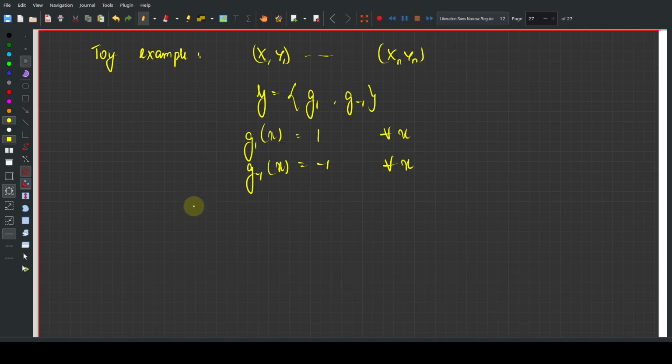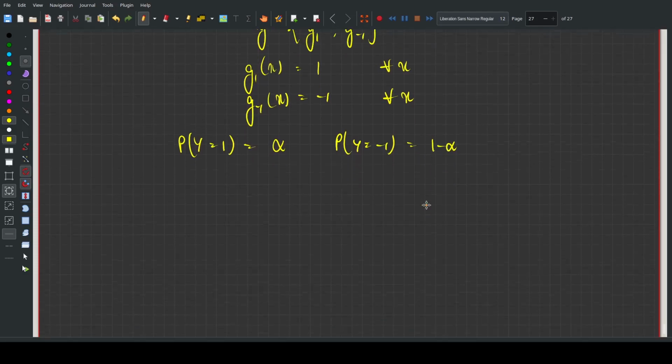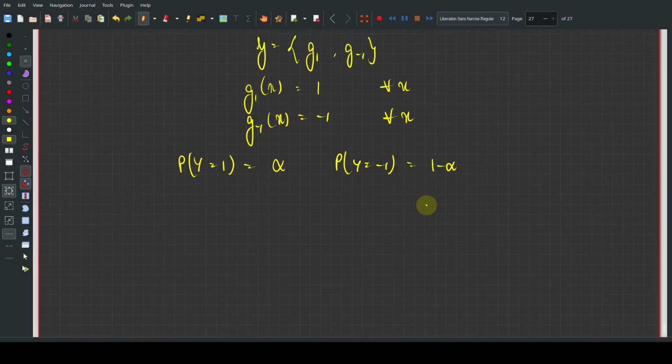Okay, let's assume that the marginal of y, the probability that y equals 1, equals some alpha, so that the probability that y equals minus 1 is equal to 1 minus alpha. Right? This is only the marginal with respect to y, because after all, even our classifier is not really doing anything useful. It's not making use of the knowledge of x.